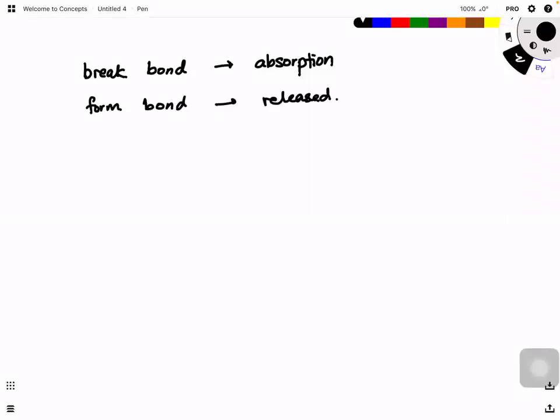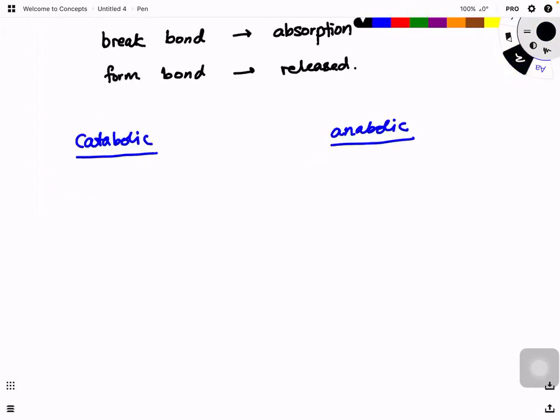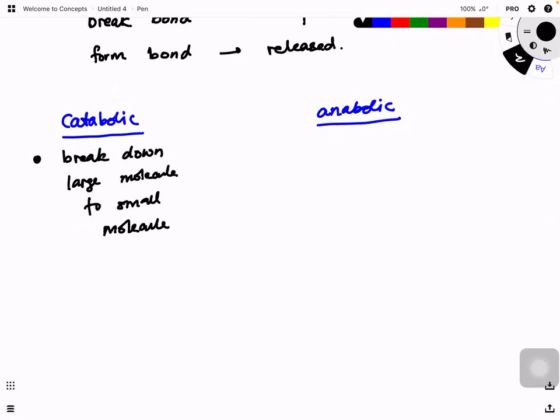But in catabolic reactions versus anabolic reactions, we do not only break down bonds, we also form bonds. So understand the concept here. In a catabolic reaction, we break down a macromolecule or large molecule into smaller ones. We are not talking about the bonds yet. In an anabolic reaction, it is the opposite: we build a large molecule from small molecules. Are you clear? So understand the catabolic and anabolic reactions now.